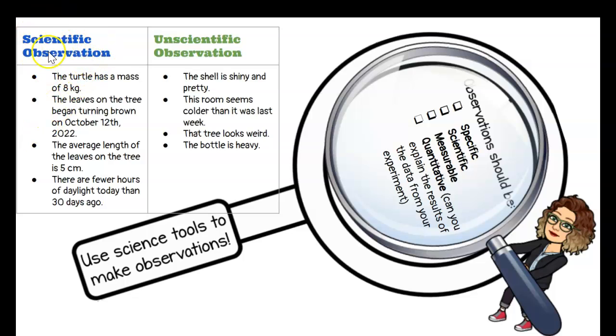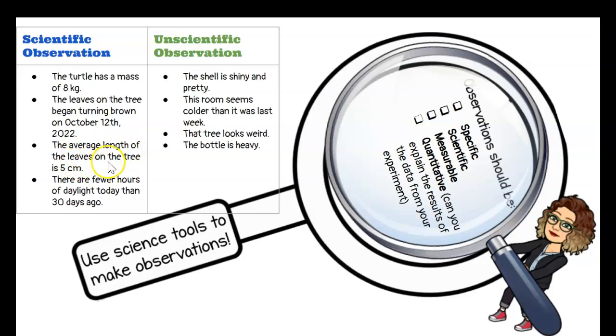So here we have scientific observations, and here we have unscientific observations. For instance, the turtle has a mass of 8 kilograms. That is a scientific observation. If I put it on the scale, if you put it on the scale, my husband puts it on the scale, it is going to weigh the same. The leaves on the tree began turning brown on October 12th, 2022. That's a fact. Okay. What happened? The leaves on the tree began turning brown.